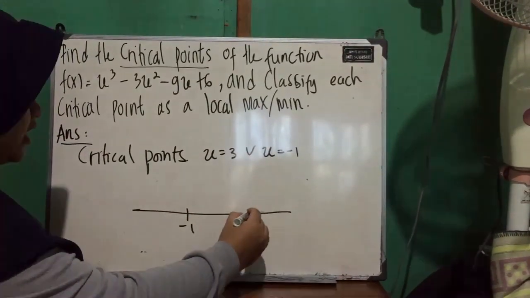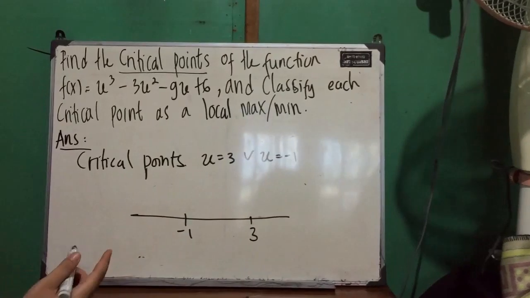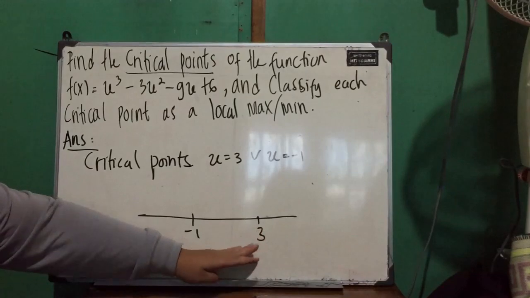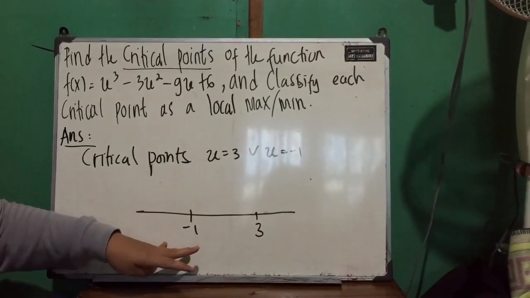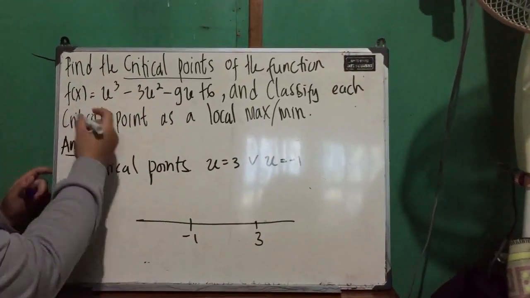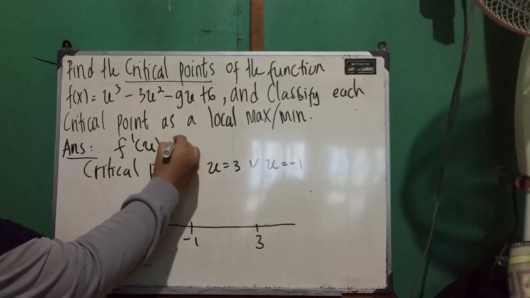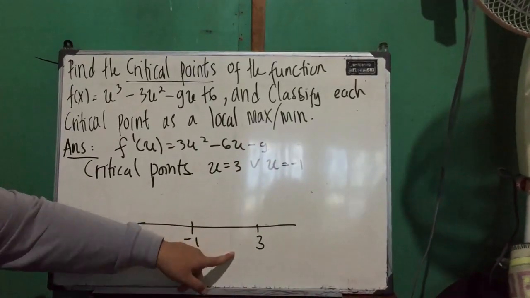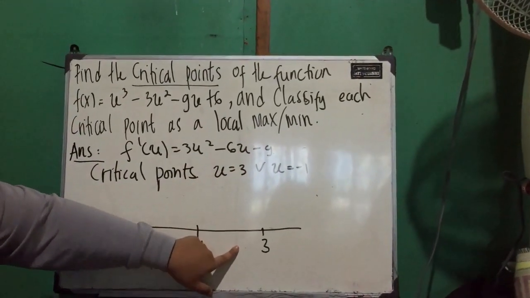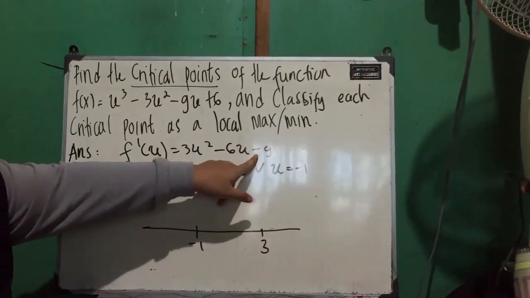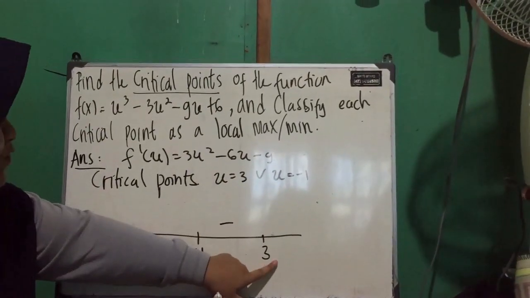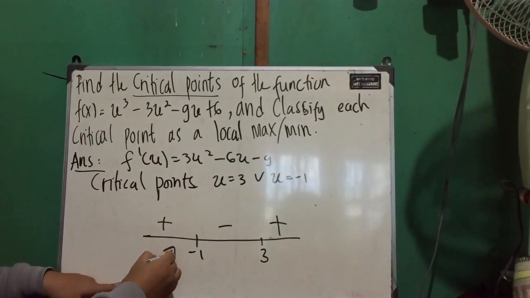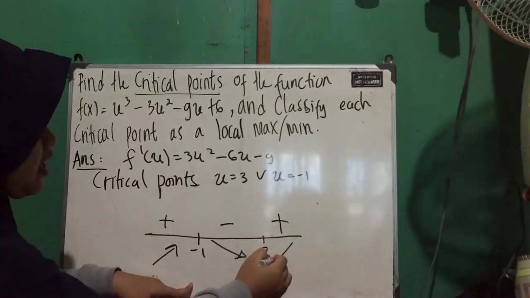On the sign chart, we have minus 1 and 3. We can take an x before these, in the middle, or bigger than these. Then you substitute that x into the first derivative, which is 3x squared minus 6x minus 9. Let's say I took 0, because 0 is in the middle. Substituting it gives minus, and the others are plus, so the arrows are up, down, up.